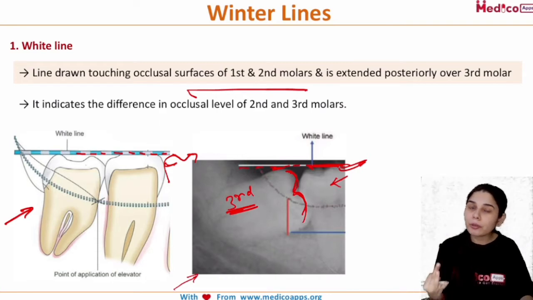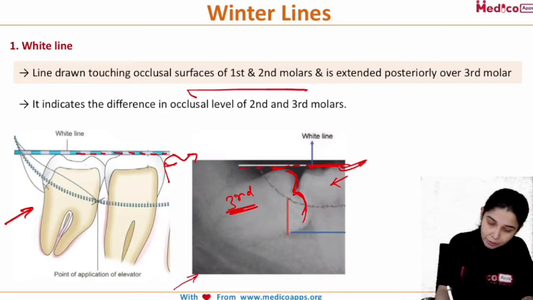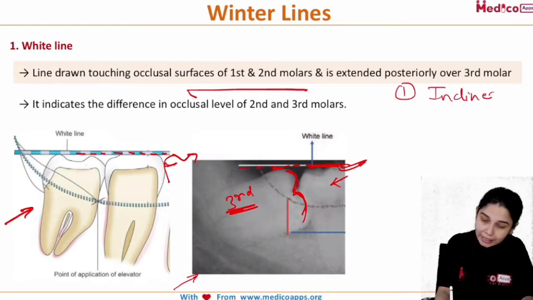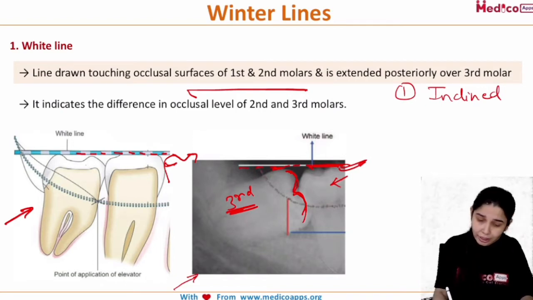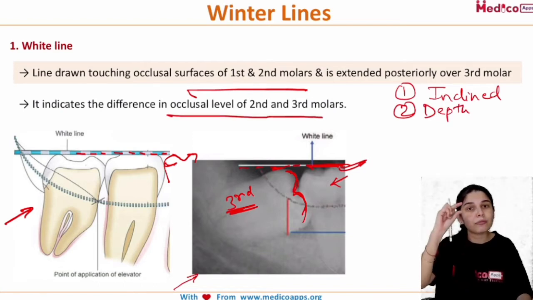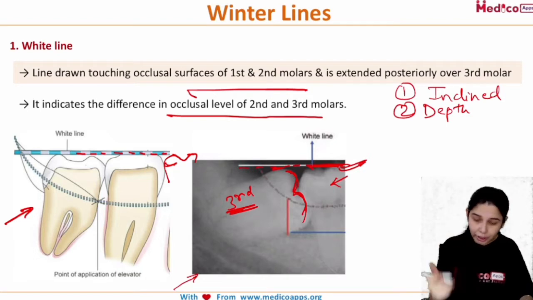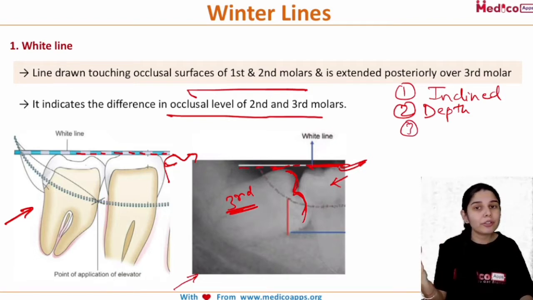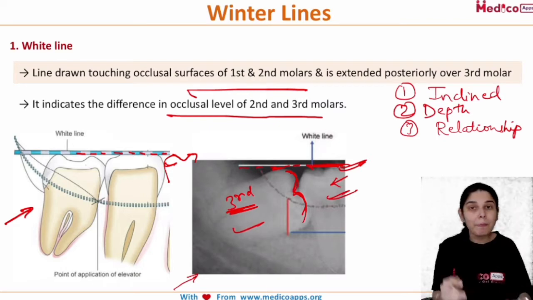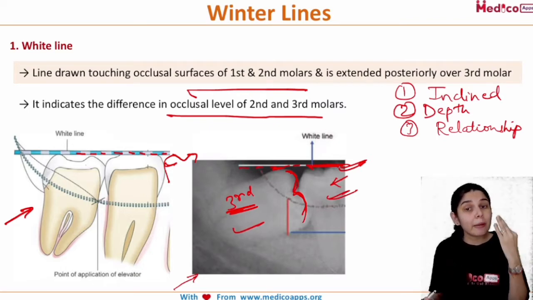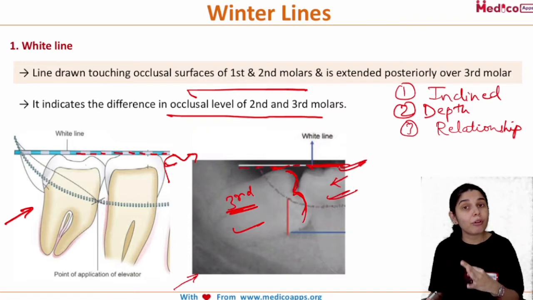What three important points do you get from this white line? The first point is that you understand how much the third molar is inclined. If you understand the inclination, you will also understand the depth, the difference in the occlusal surface of the second and the third molar. And the third point you will understand is the relationship between the occlusal surface of the erupted tooth and the impacted tooth. These are the three important points you will understand from the white line.